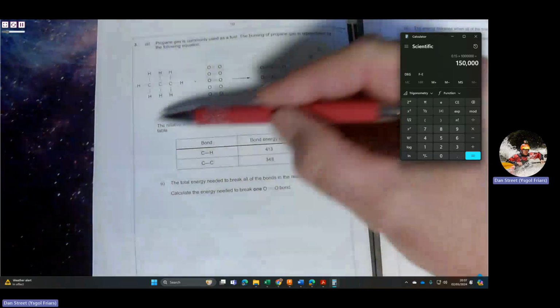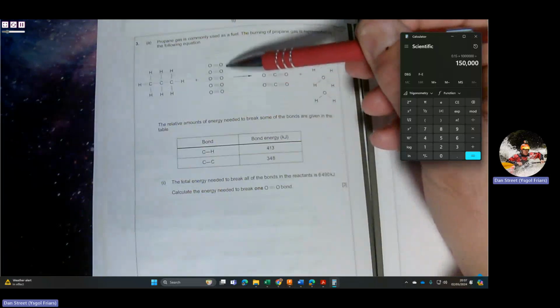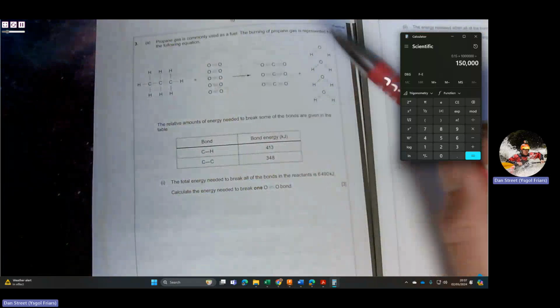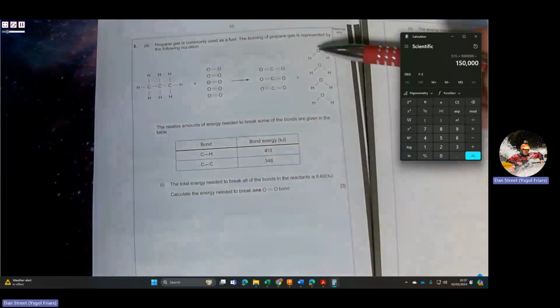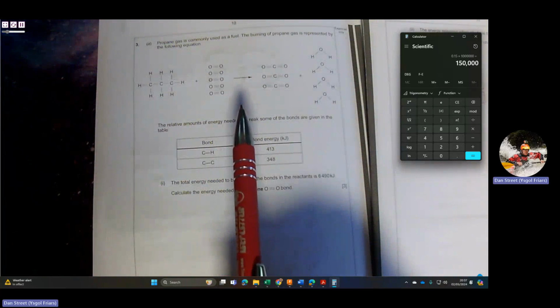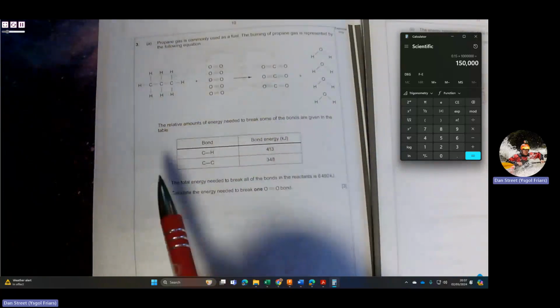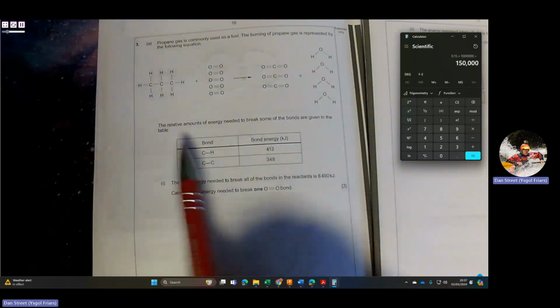So here we have the full displayed formula for propane with all the bonds present. Here we have a large number of oxygen molecules, similar to the ones we saw in the previous question. These are carbon dioxide, you can see the C and the two O's, and these are water molecules, and all the bonds are displayed for you to be able to work out the energy required to break or make the bonds. So the relative amounts of energy needed to break some of the bonds are given in the table.